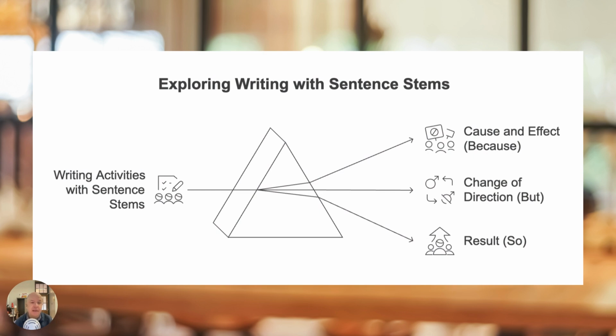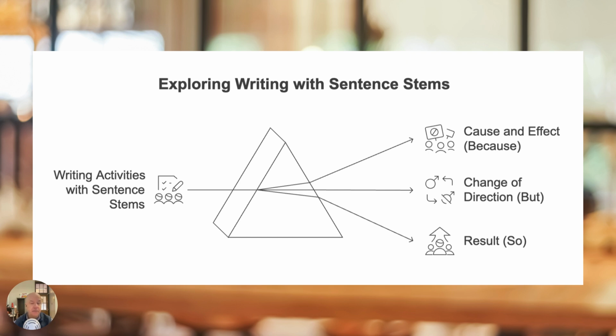Okay, next one is moving from "write an essay on a historical figure" to completing sentence stems using because, but, and so. Instead of jumping straight into a multi-paragraph essay, have students work on shorter sentences that require specific connections and explanations. For instance, if you're studying the Civil Rights Movement, you could use a sentence stem such as "Martin Luther King Jr. was influential because." Students complete the sentence using the word because to show a cause and effect relationship, or they can use but to show a change in direction in their thinking, or they can use so to indicate a result.